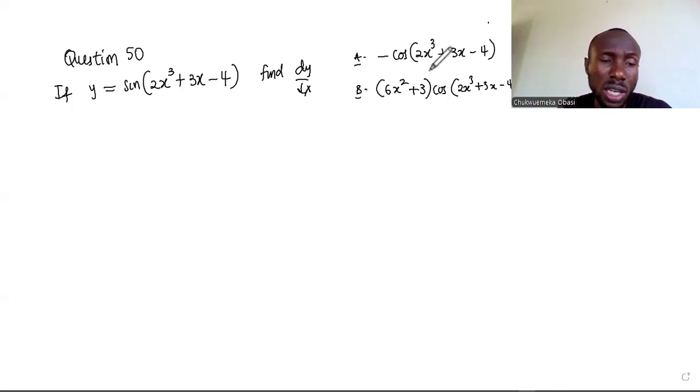So let us see how we can differentiate this function. It says, if y is equal to sine of 2x cubed plus 3x minus 4, find dy/dx. Of course, we have already done stuff that is very similar to this one.